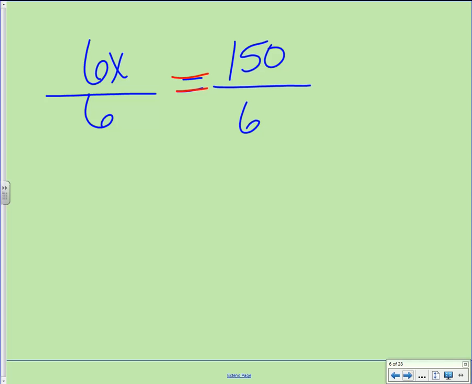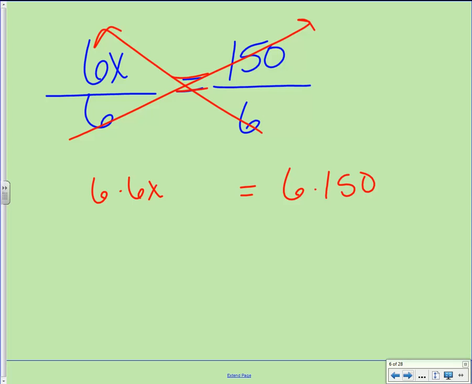And so for us to solve this, we will multiply in the diagonals. I multiply 6 times 150 and it goes on the right side. And the other diagonal, I multiply 6 times 6x and it goes on the left side. I'm going to put that in my calculator, multiplying 6 times 150, and I get 900 on the right side. And 6 times 6x gives me 36x on the left.